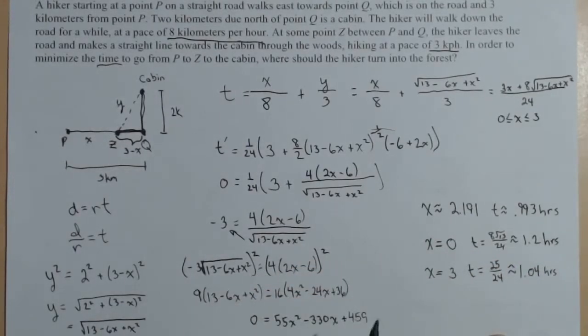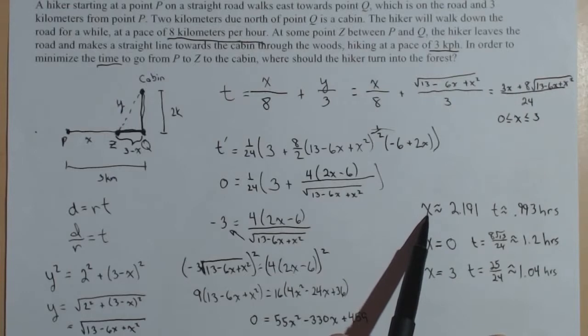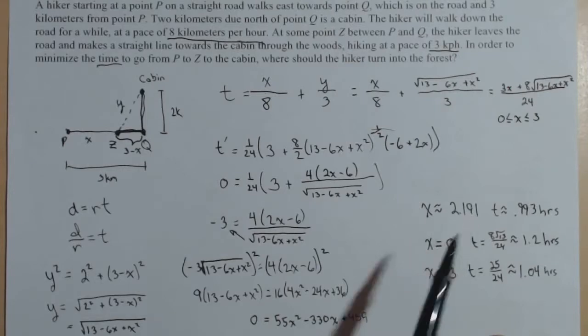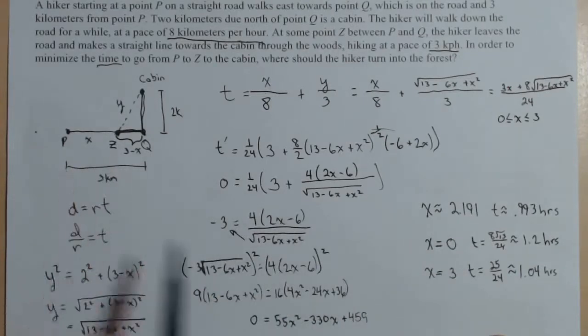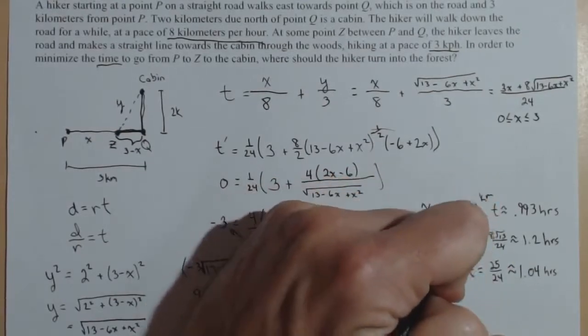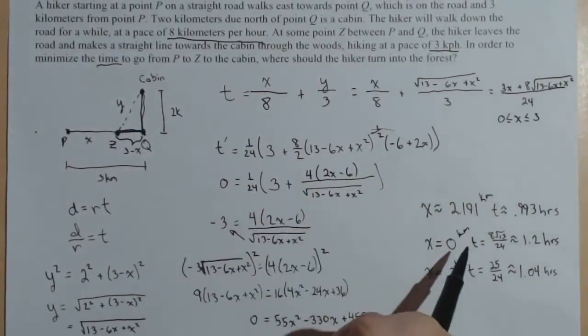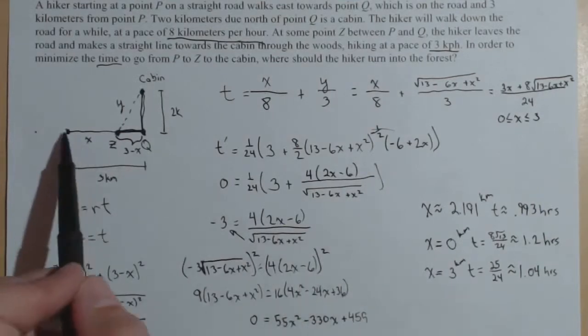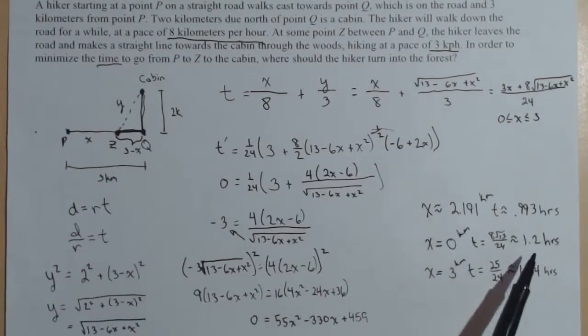So the quickest time that we could get there is for him to deviate through the woods at 2.191 kilometers from point P. Remember, all these are in kilometers. The maximum time is going to come if he walks straight to the cabin through the woods, because he's walking at a slower pace, and it would take him approximately 1.2 hours.